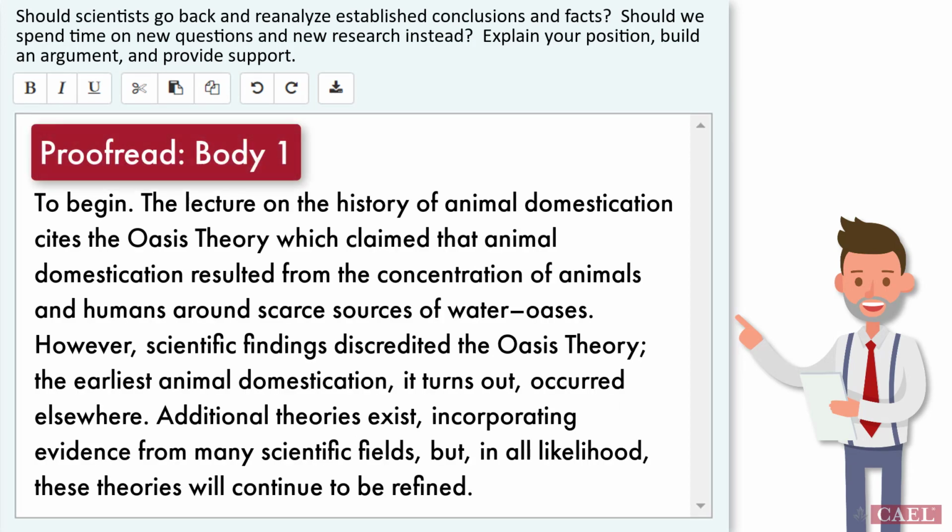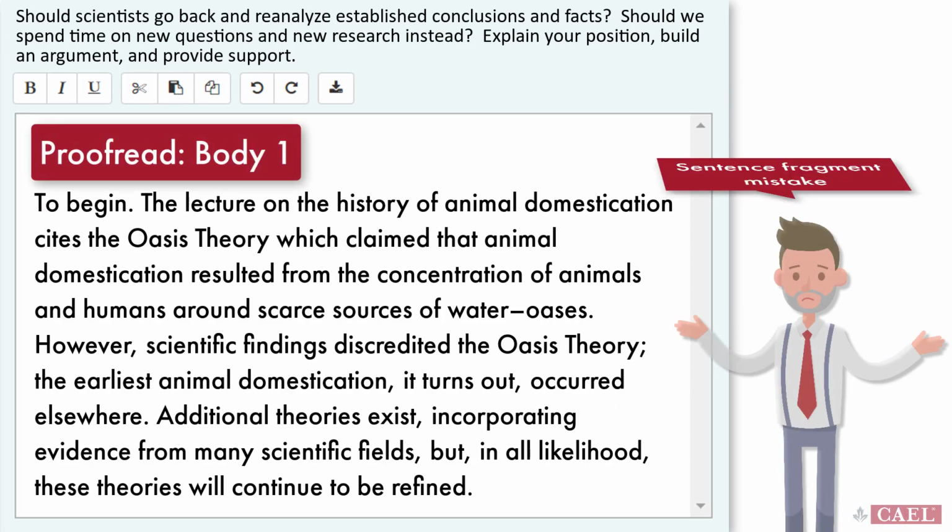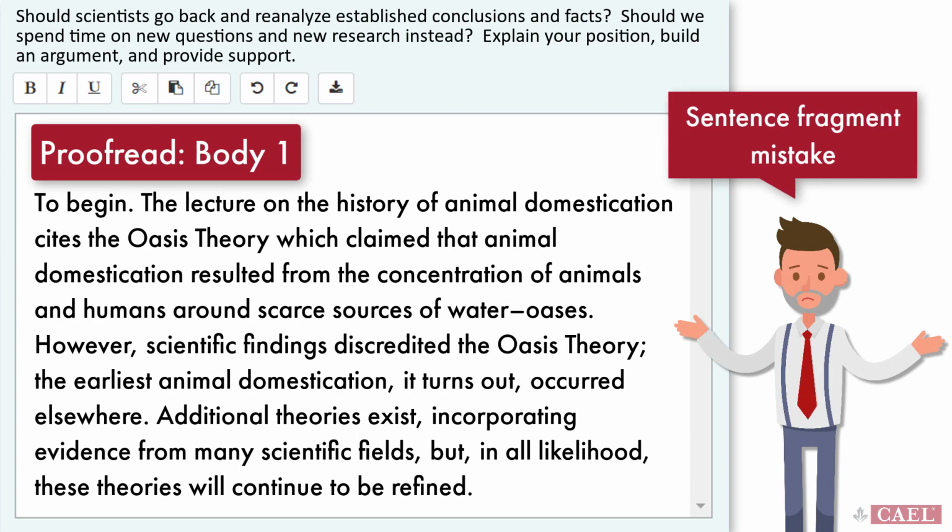As I proofread this section, I can see a sentence fragment mistake. The first 2 sentences should be written as one sentence: "To begin, comma, the lecture on the history of animal domestication."